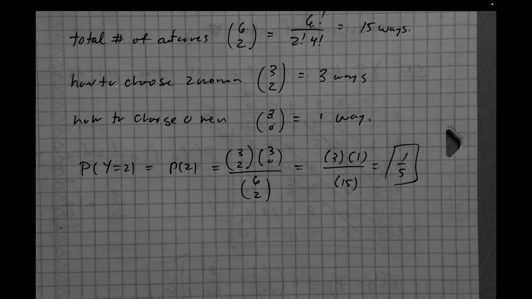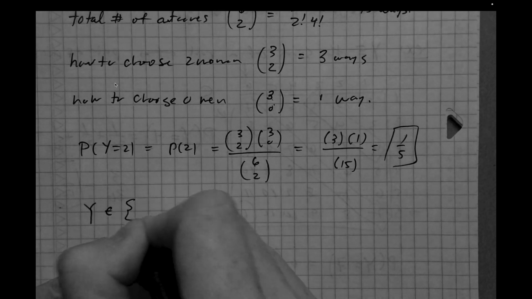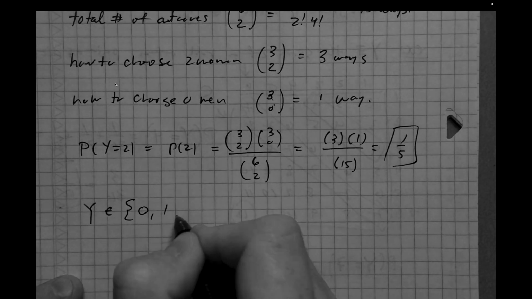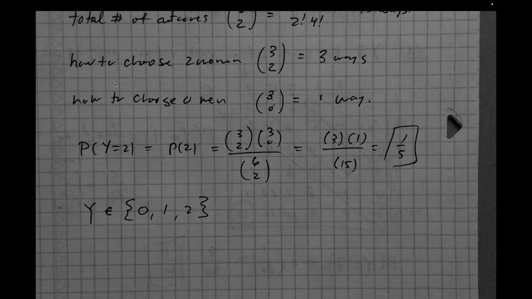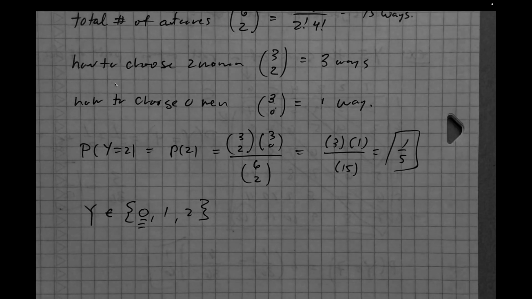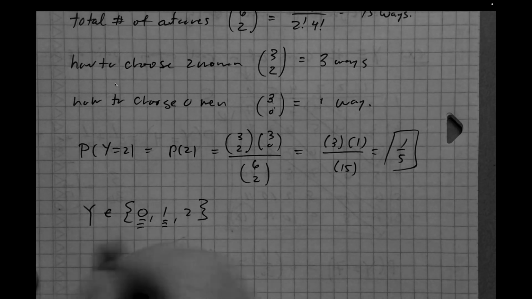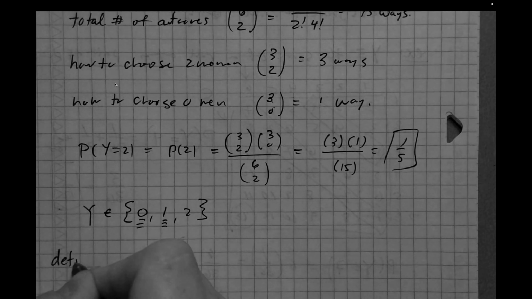Now we know that the values y can take are either 0 women chosen, 1 woman chosen, or 2 women chosen, right? We just found the probability that 2 women would be chosen. We could run the same exercise to determine the probability that 0 will be chosen and the probability that 1 will be chosen. If we were to repeat this for these other possible values, what we would end up with is what's called the probability distribution for the random variable y. And so that brings us to the next definition.